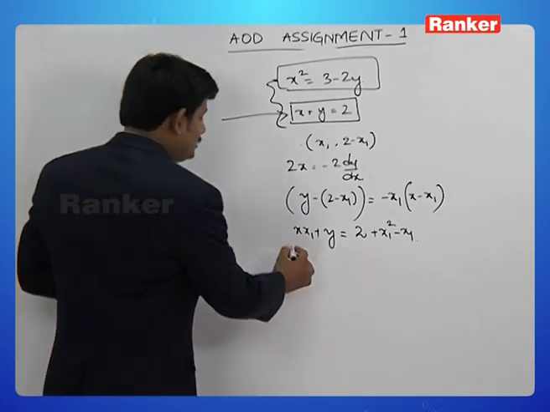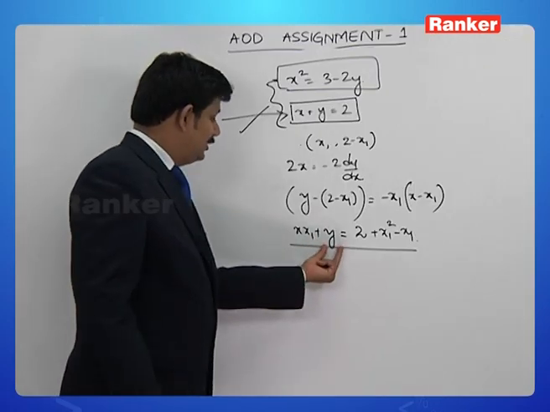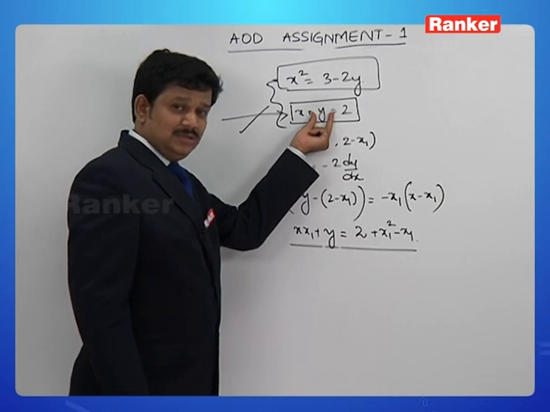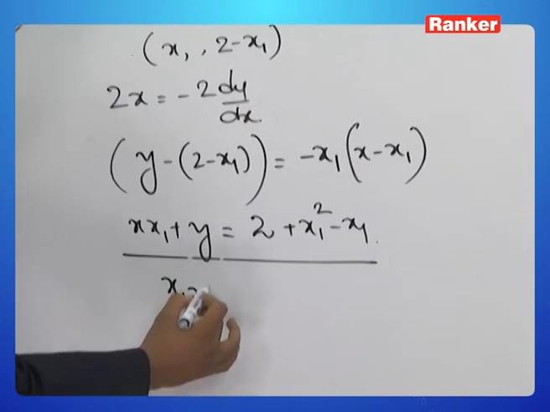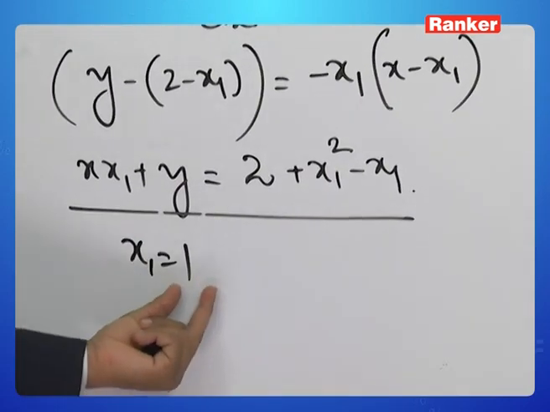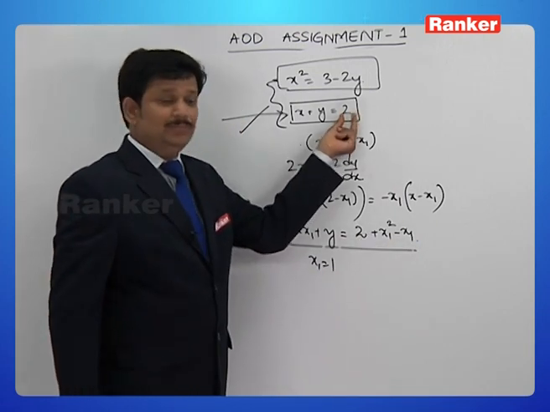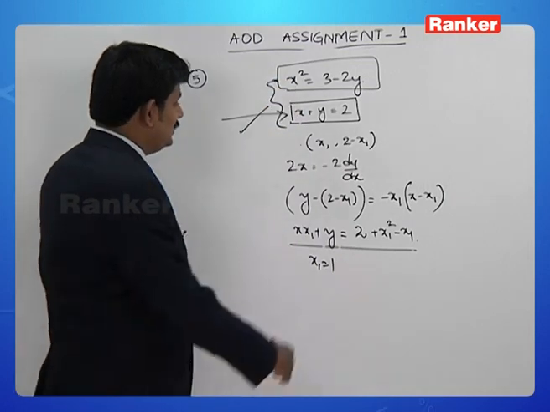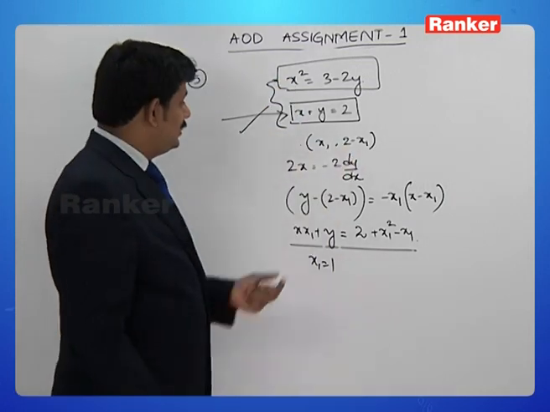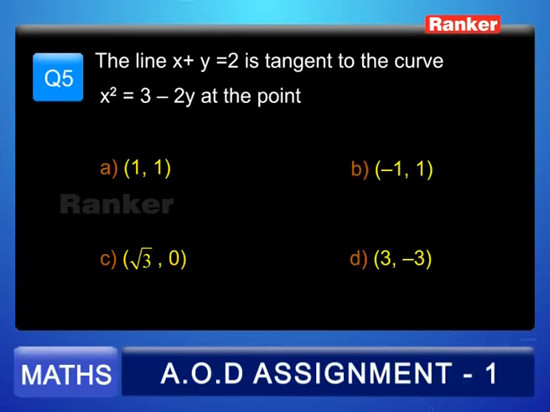Now this equation should be the same as x plus y is equal to 2. The y term is y here, it is also y here. So the x coefficient should be 1 in this. So x1 has to be equal to 1. And x1 equal to 1 gives us this value to be 2, and it is also 2 here. So this line will become tangent to this curve at the point x1 is equal to 1, and the y coordinate at that point would be 2 minus x1, which is also 1. So the answer for our question would be the point 1 comma 1, which is option A.